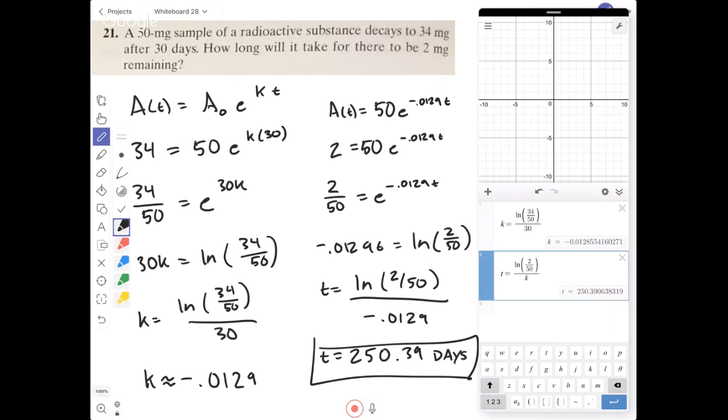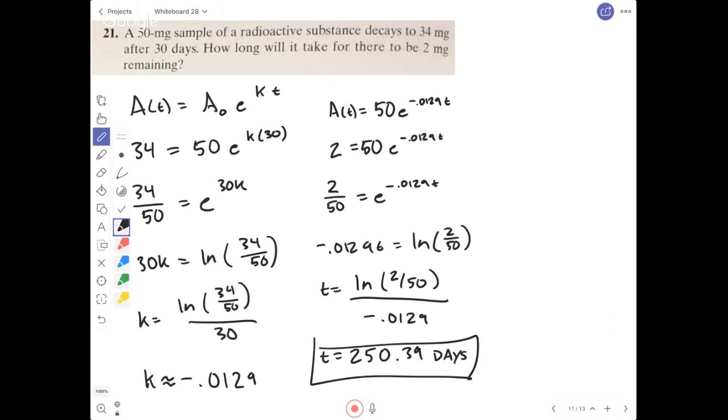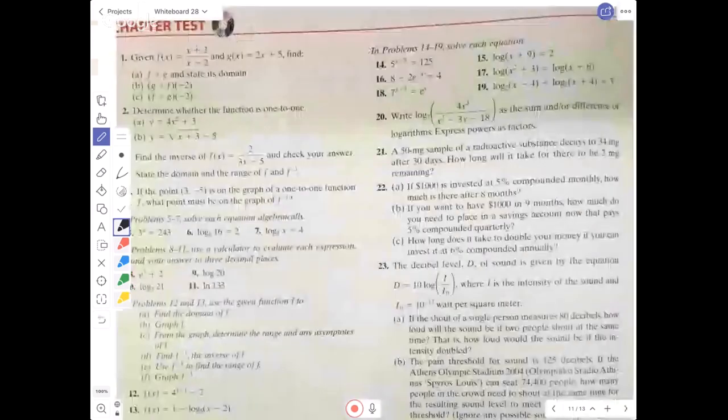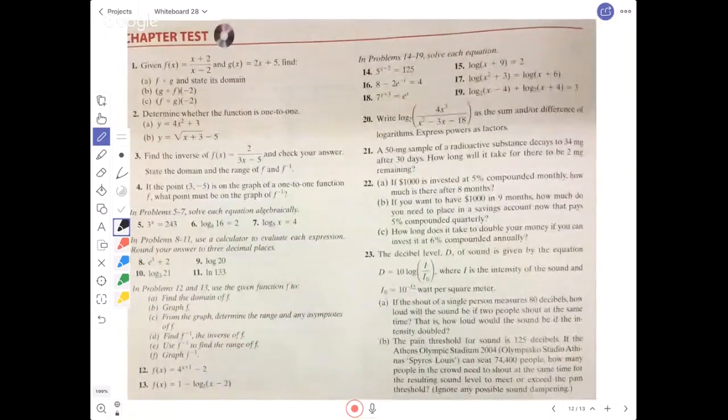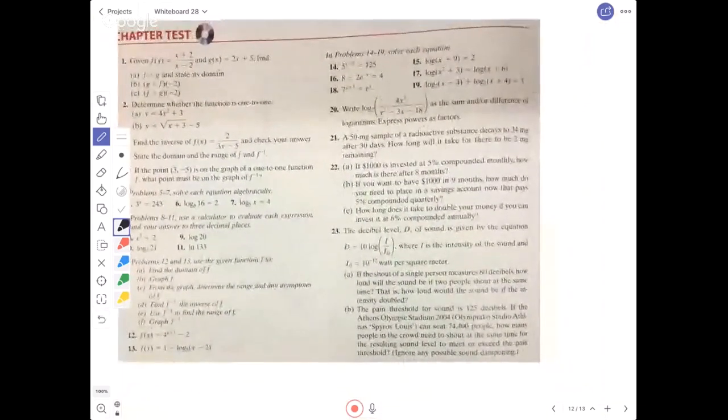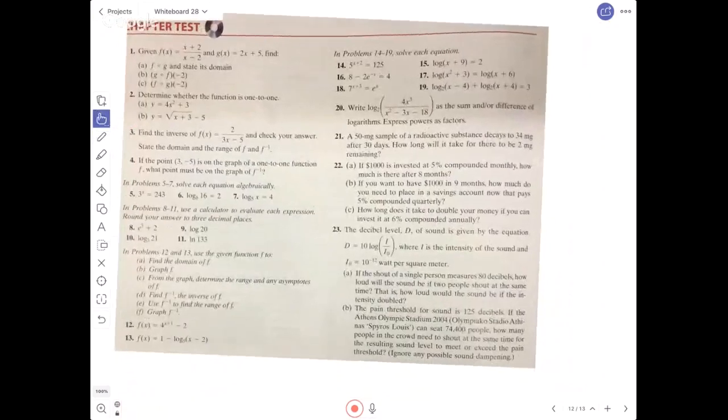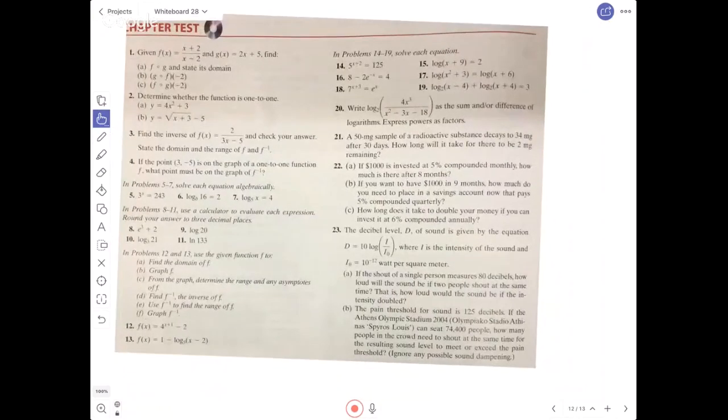All right. That is about my time limit. We did an hour and a half. Good, solid work. Should we do 23 real quick? As I said, there will not be any money problems on the real test.